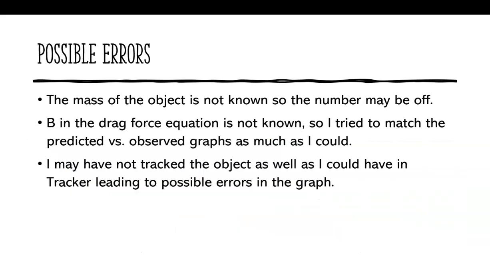Some possible errors in the code were that I did not know the mass of the object, so I was just guesstimating. And the b in the drag force equation was not known, so I just tried to match the predicted position with the observed position as best as I could. I may have also not tracked the object as well as I could have in Tracker, leading to possible errors in the predicted position and observed position graph.